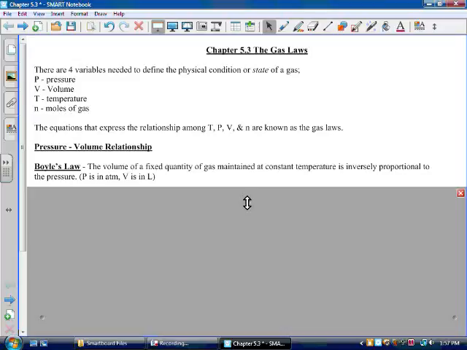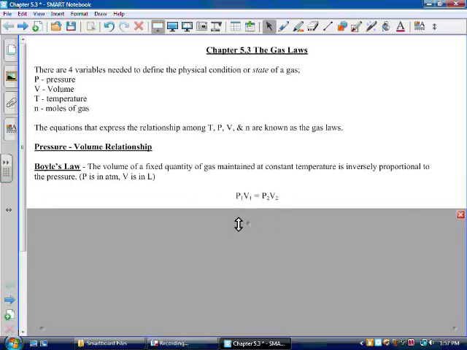Vice versa, if you put a balloon in a vacuum pump and you decrease the pressure pushing on it, you will increase the volume. They are inversely proportional. That's inverse. Proportional means by the same amount, meaning if you double the pressure on a balloon, you will cut the volume in half. If you quadruple the pressure on a balloon, the volume will be cut to 1/4.